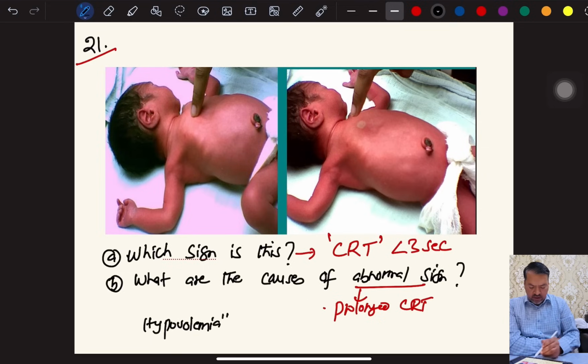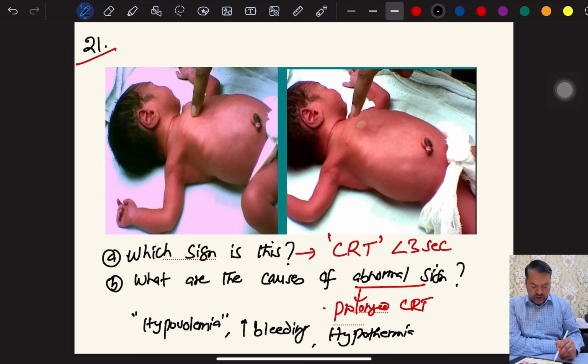Hypovolemia is the most important cause. And some of the causes of hypovolemia you can say, like diarrhea, fluid loss from the body, any bleeding, these are some of the important causes. And another one may be hypothermia, which will cause vasoconstriction. So these are the multiple causes you can write here. Okay, so hypovolemia, excessive bleeding, hypothermia, these are some of the causes, or even shock.